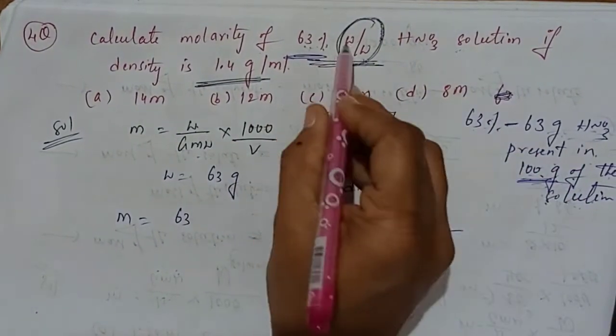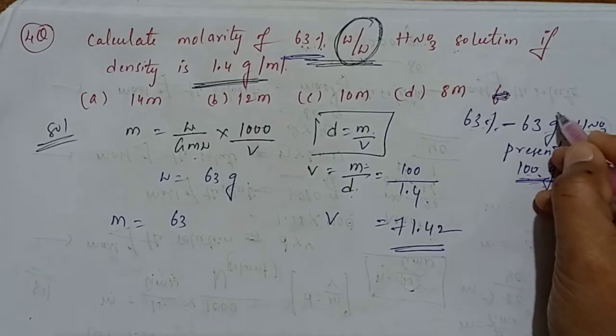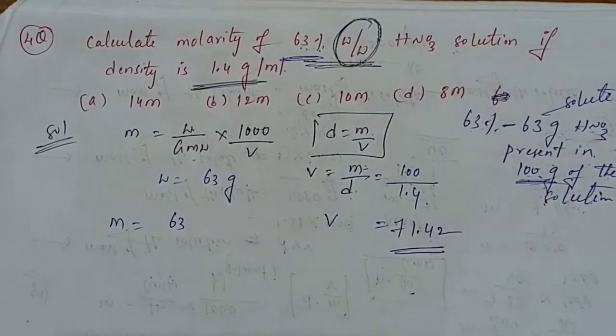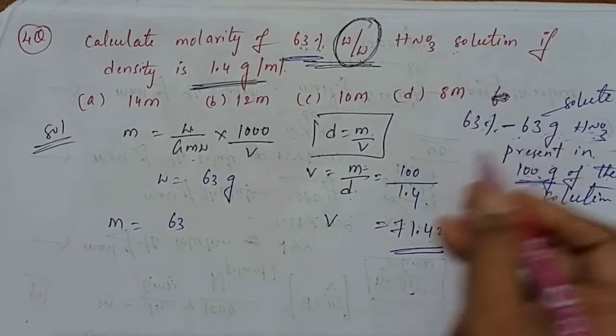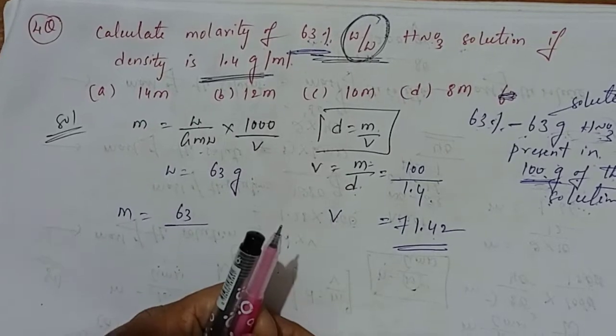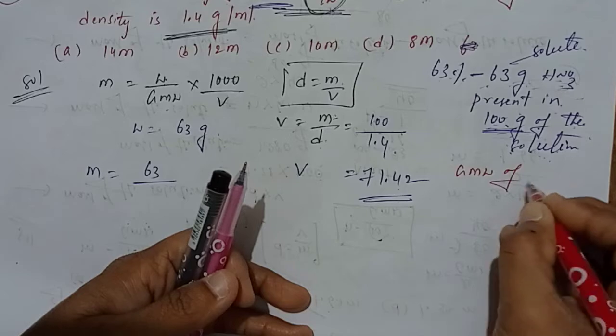This is the meaning: 63 grams, weight by weight, means 63 grams of HNO3. This is which one, students? Solute. It is present in the 100 grams of the solution. So solute weight, how much is given? 63 grams by gram molecular weight of the solute. So we have to find the gram molecular weight. What is the gram molecular weight, students? Gram molecular weight of HNO3.